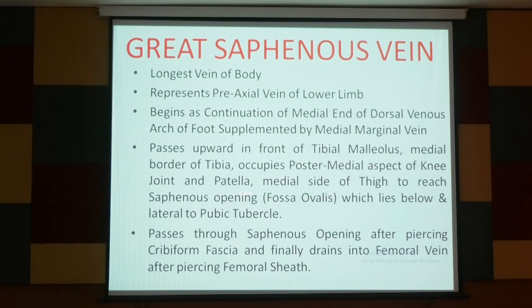On the medial side of the thigh, it reaches the saphenous opening, the fossa ovalis, which lies below and lateral to the pubic tubercle. Now, as you have not read your hip bone yet, the hip bone has a pubic tubercle, and the symphysis pubis is here. Naturally, both hip bones are there.